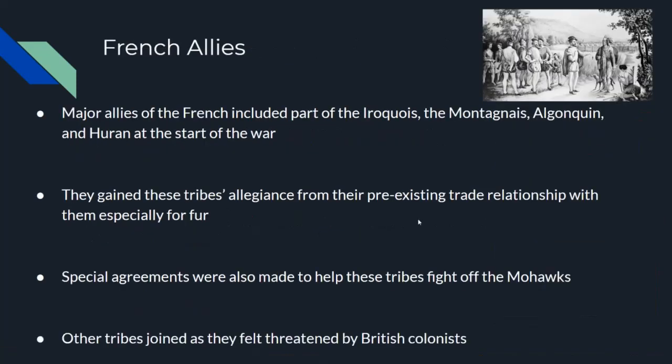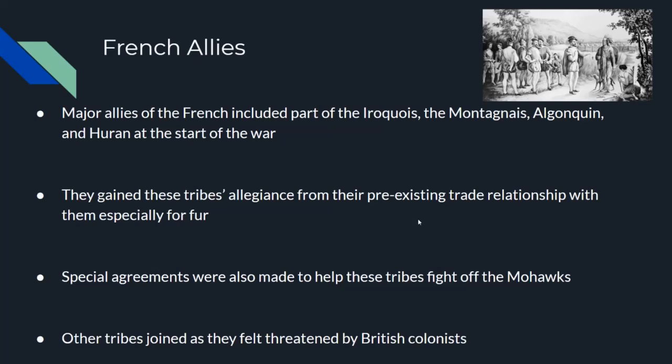French allies. Some of the tribes that allied with the French forces included the Huron, Algonquin, Montagnais tribes, and part of the Iroquois tribes. The French had gained their alliance with the Huron, Algonquin, Montagnais, and part of the Iroquois tribes because they had already established their fur trading with these tribes near the Canadian border in the areas of Ontario.